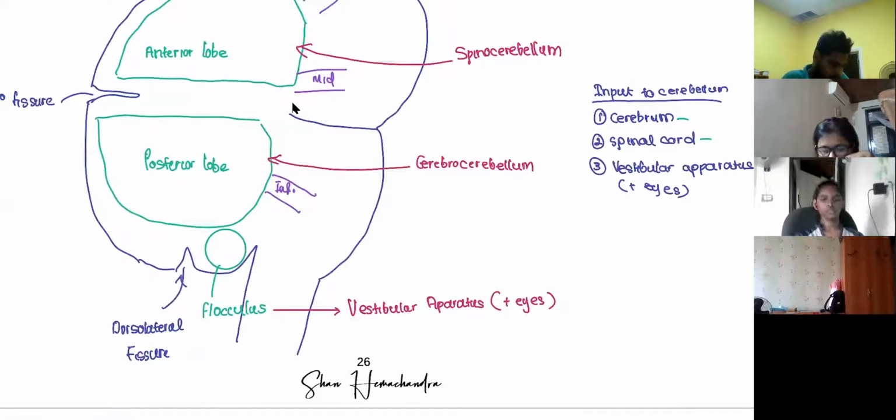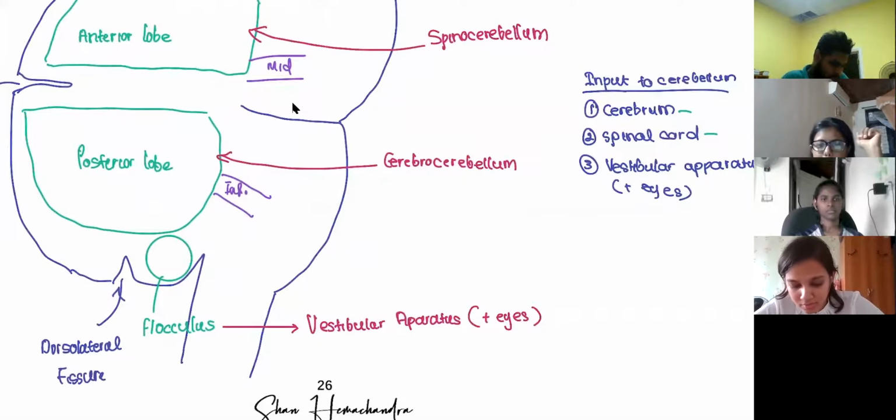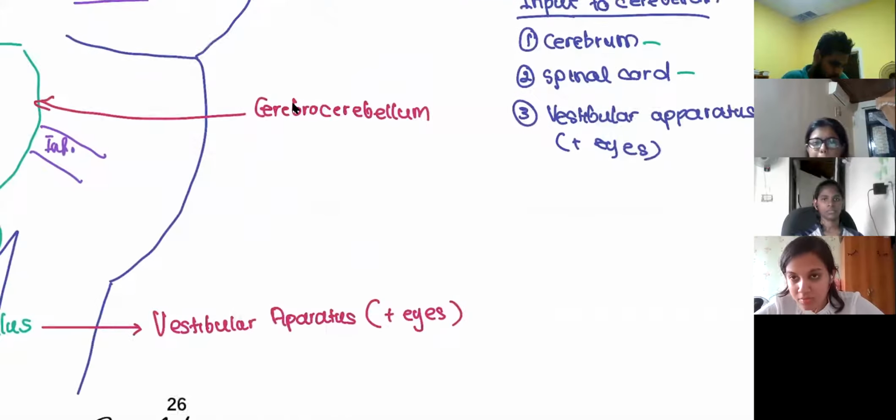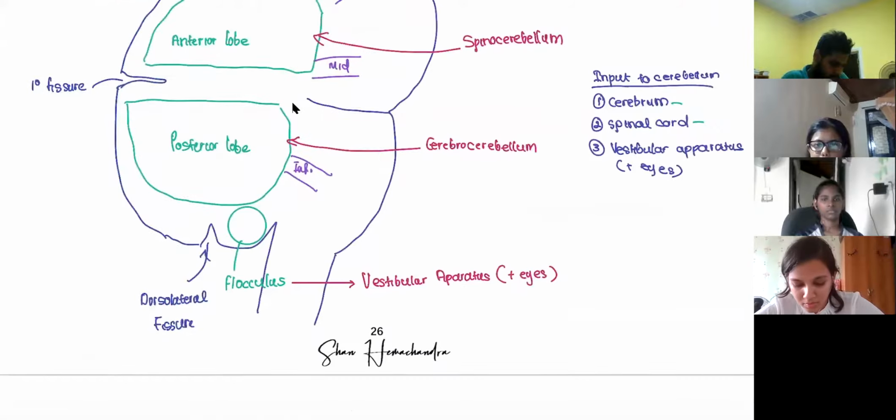The cerebrum is the coordinator. It tells the cerebellum, I need you to tell me where these muscles are right now, because we need to start moving them. It is the coordinator. And the vestibular apparatus is for balance. It maintains balance. I hope you guys understand that.